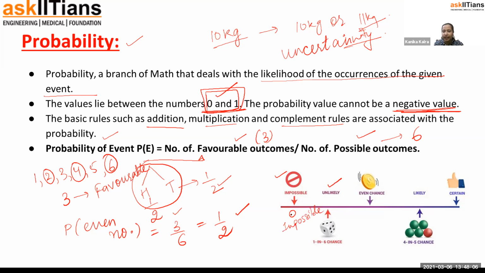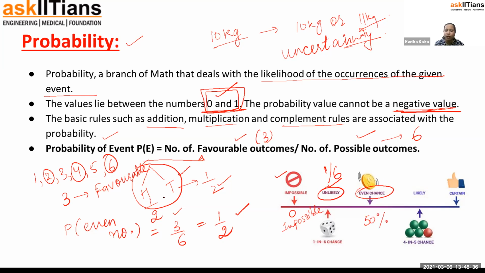Next comes unlikely event. Unlikely means 1 in 6 chance. As in, what is the probability of getting a number 2 on a dice? So there is only one chance out of 6. So you have the probability as 2 over 6, that's 1 over 3. Sorry, not 2 over 6, it's 1 over 6 because there is only one number 2. So probability becomes 1 over 6. So this is unlikely.